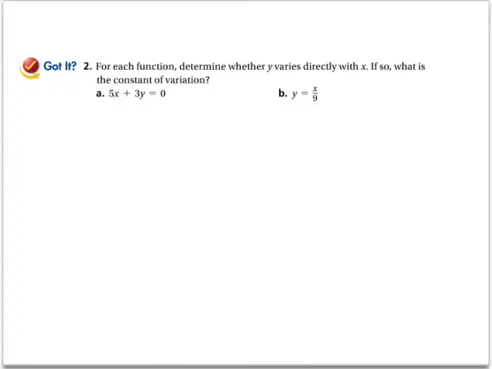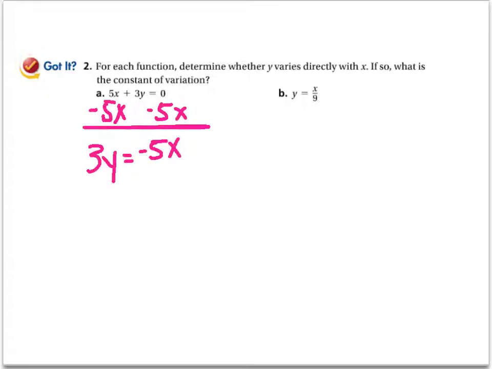Got it? Question number 2 is just more of the same. Solve for y first. So in this case, we've got to do 2 steps before we have y by itself. Subtract 5x. 3y equals negative 5x. Divide by 3. Y is negative 5 over 3x.